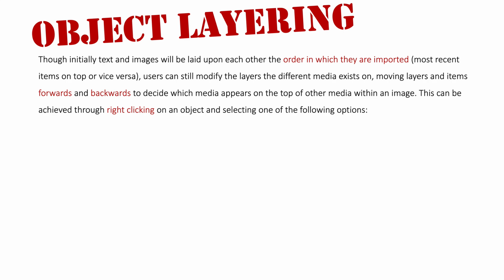So, though initially text and images will be laid upon in the order they are imported, so either most recent items will be on top or vice versa, they'll be on bottom layers when they're inserted, users can still modify the layers where the different media exists, in which they can move the layers forward or backwards to decide which media appears on top of other media as they develop the project. This can be achieved through right-clicking an object and selecting one of the following options.